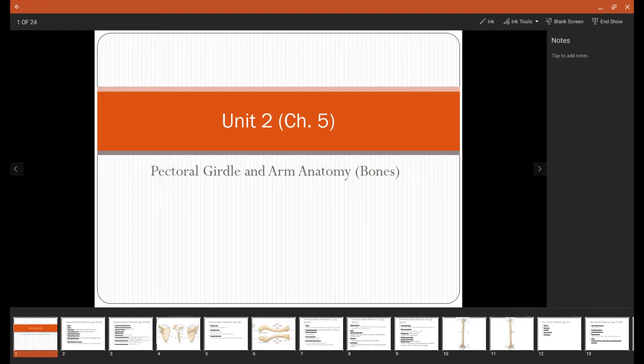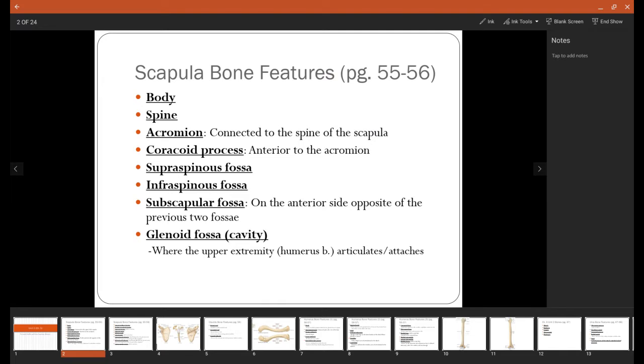Chapter 5. This is the beginning of Unit 2, and in this chapter we're going to be covering the bones of the pectoral girdle and the brachial region. Our first bone we're going to cover is the scapula, commonly referred to as your shoulder blade. Our first structure is called the body. This is just the main component of the bone itself.